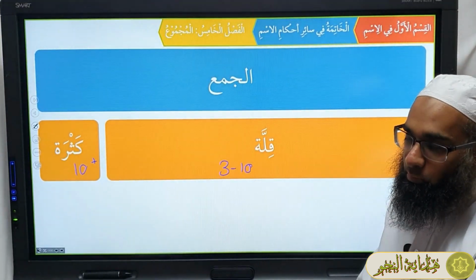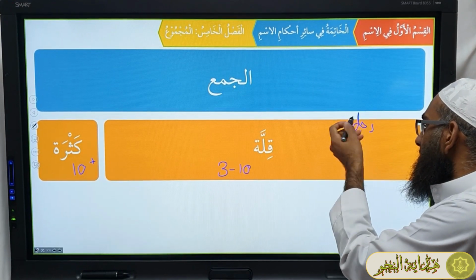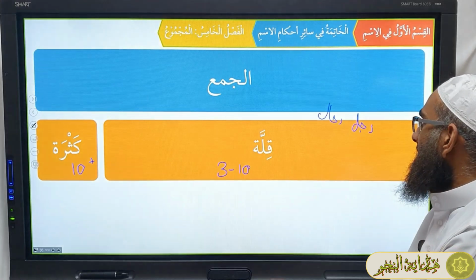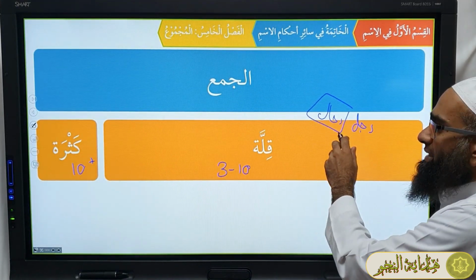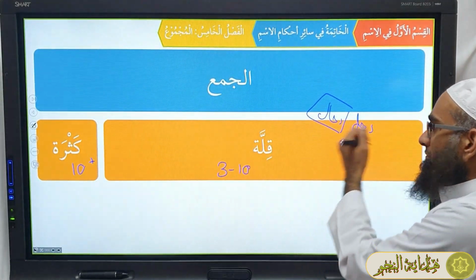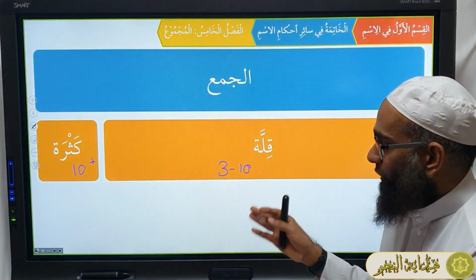For example, rajul, plural is rijal. So rajul only has one plural, rijal. The arjul is to do with feet, that's not to do with men. So then with rijal, you wouldn't have to analyze whether it is qilla or kathra, a smaller plural or higher plural. It's just one plural across the board. It wouldn't refer to any numbers.